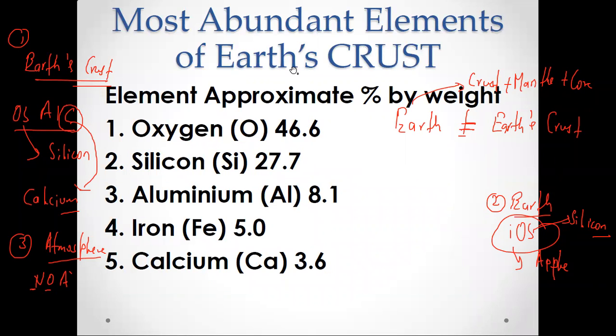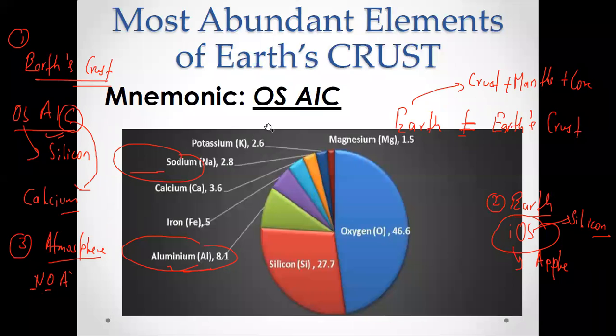So for the most abundant elements of Earth's crust, we have seen the mnemonic OSAIC: oxygen, silicon, not sulfur, calcium, not carbon. You don't need to remember these approximate percentages, they are just given. You just need to remember the mnemonic, OSAIC. And this is the composition. Oxygen has too much advantage over silicon here. So numero uno is oxygen.